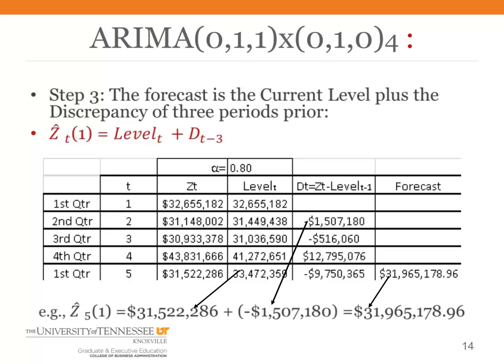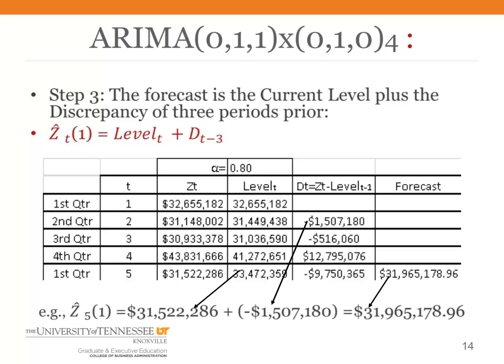And so now we're ready to compute the forecast. We simply take that level that we computed using exponential smoothing, and we add to it the discrepancy of 3 periods prior, and that discrepancy was the discrepancy of the actual from the level that was computed using exponential smoothing. So, for example, if we're in period 5, the estimated level by exponential smoothing is about 33 million. You notice that's quite different from what the actual value for period 5 is.